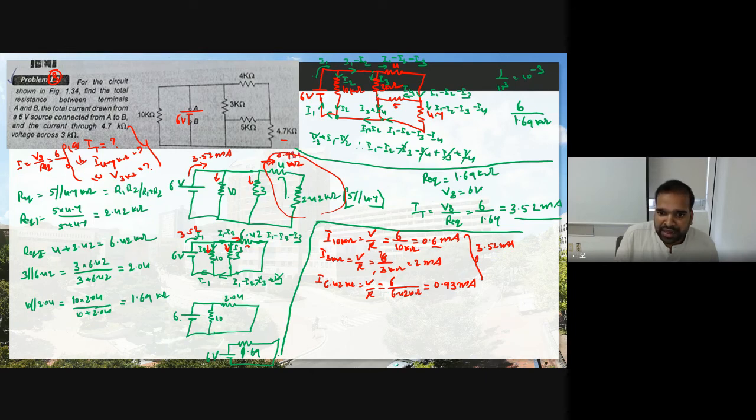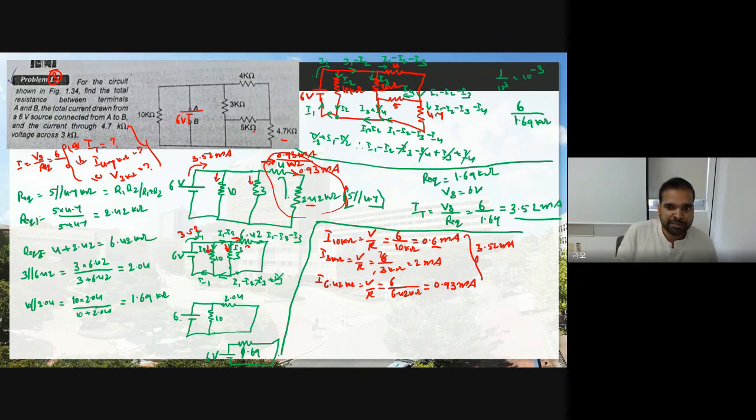0.93 milliampere. Now see, this 0.93 milliampere is coming here. Now this 0.93 milliampere current is going toward 2.42. Now how did you get this 2.42? So this 5 and 4.7 are connected in parallel. So if you solve this one, you get what? 2.42. Yes or no? Yes.